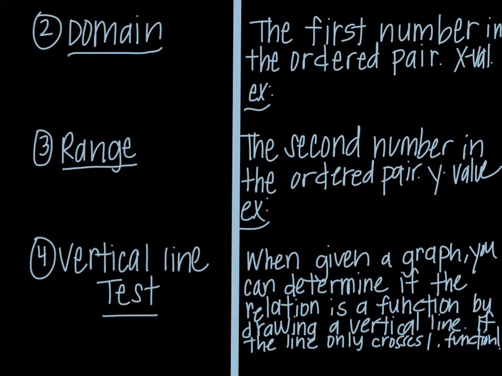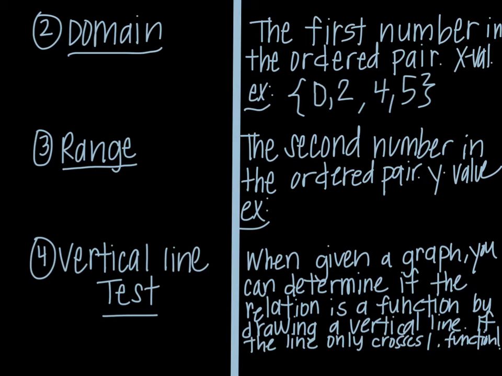Alright, so the domain, that's the first number in the ordered pair, also known as the x value. So from the previous example, we're going to write our domains. If you look at the relation that you just copied down, the x values would be, we're going to put them in order from least to greatest, 0, 2, 4, and 5.